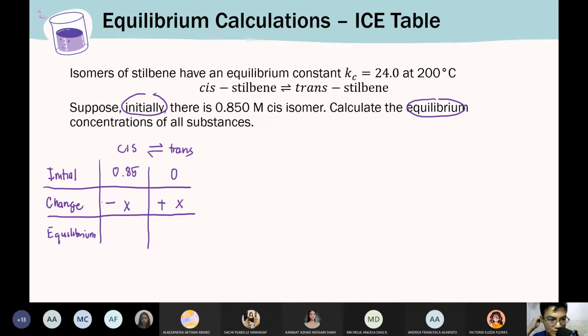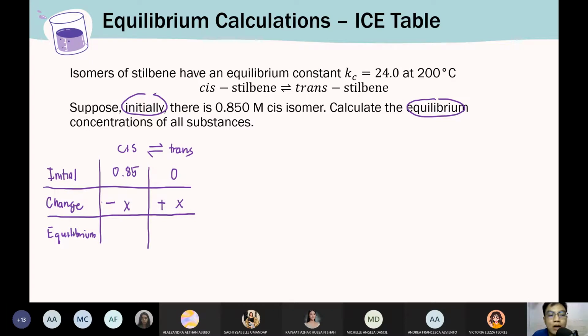So again, for the change, cis will be negative x. Kasi mababawasan siya. And kung ano man yung nabawas kay cis, mapupunta siya kay trans. Kung anong x na nabawas kay cis, mapupunta siya kay trans. Gets? Bakit ulit papunta sa right side? Kasi 0 yung product. As a general rule, kung sinong side ng reaction yung may 0 concentration, dun papunta yung reaction.